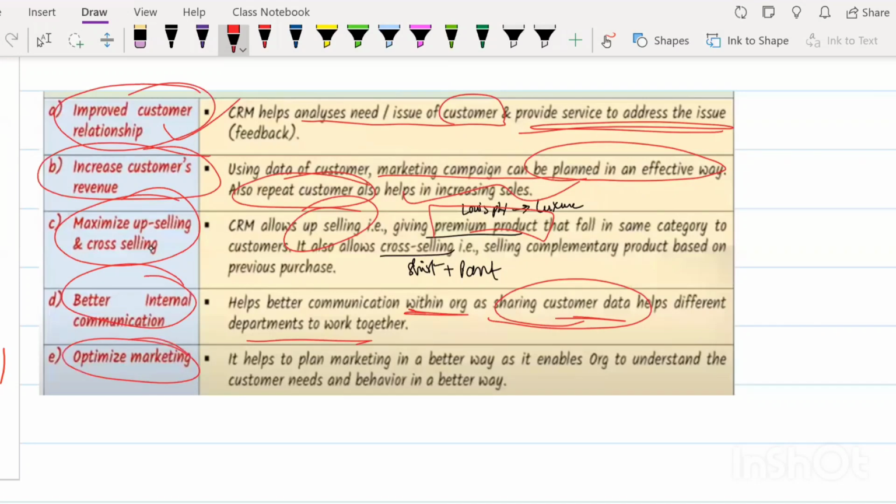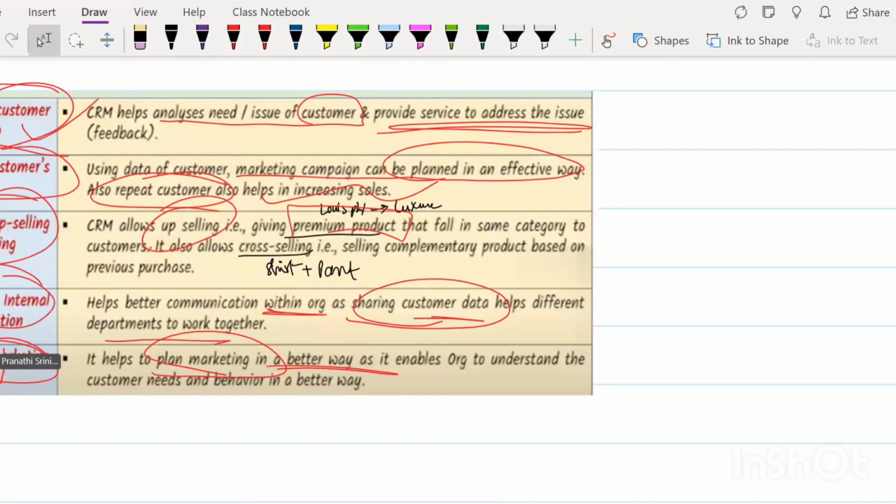So here, same thing only. Since you have data of everything, and you have it stored at a proper place in a proper module, it will help you in planning the marketing in a better way. By which way the customers will get attracted, you will know better, because everything here has been documented.